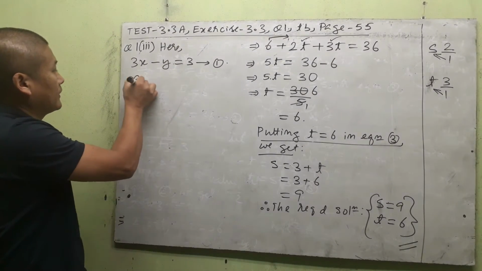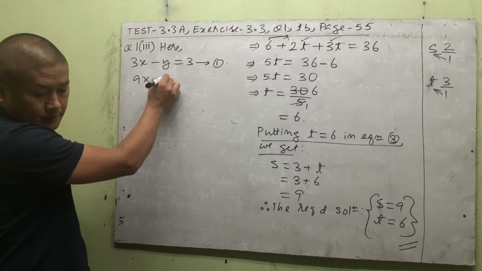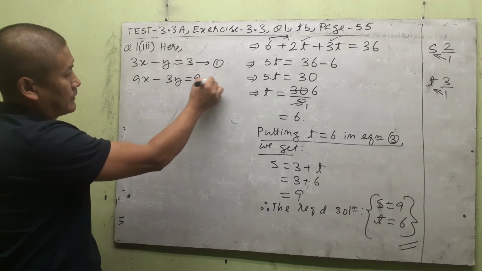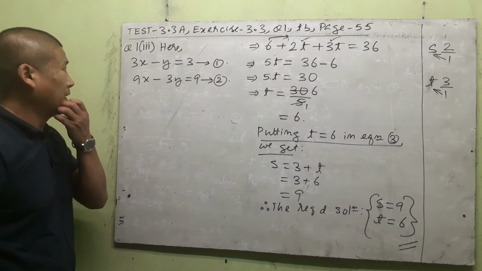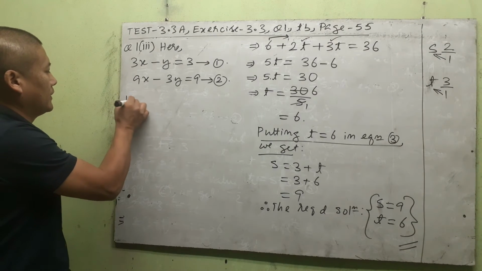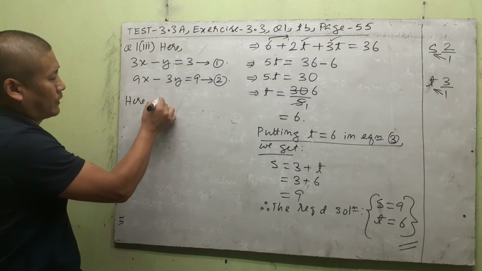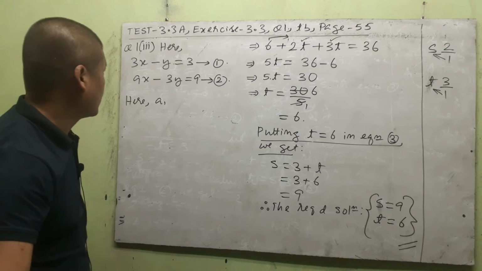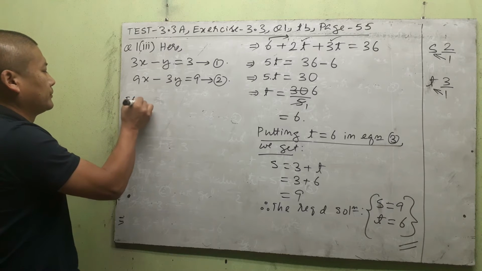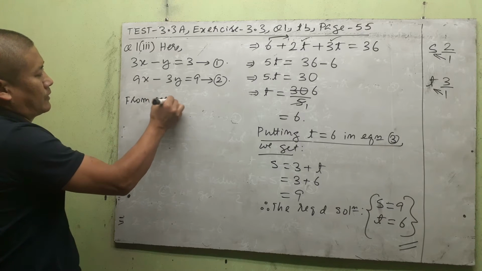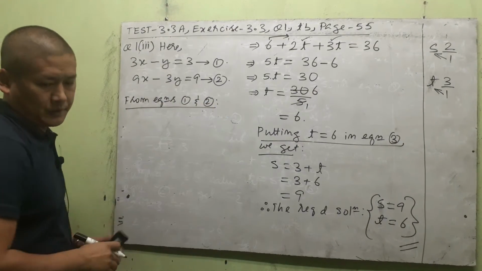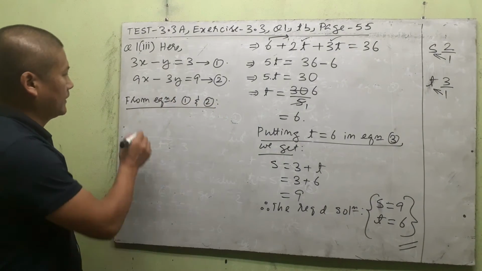And next one, 9x minus 3y is equal to 9. This is equation number 2. Now for this one we cannot solve, because I'm going to show here, from equations 1 and 2, why we cannot solve.